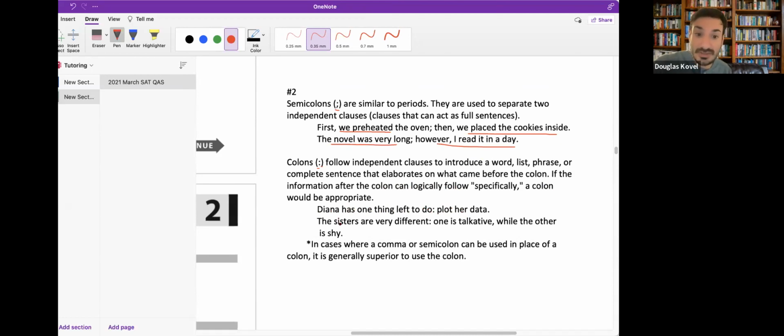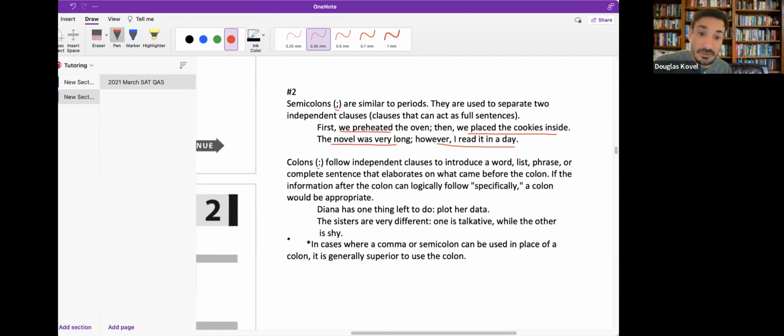And the same issue with the next sentence. The sisters are very different. One is talkative while the other is shy. So again, I could have just ended the sentence at "different" and been done with it, but then the reader is left wondering, well, how are they different or why are they different? So I'm telling you, one is talkative while the other is shy. So I'm being more specific.